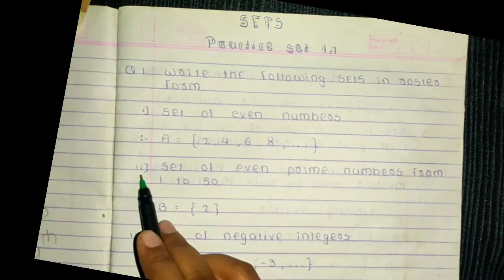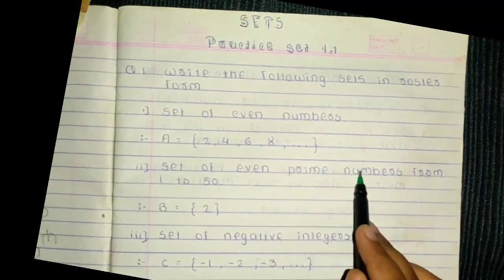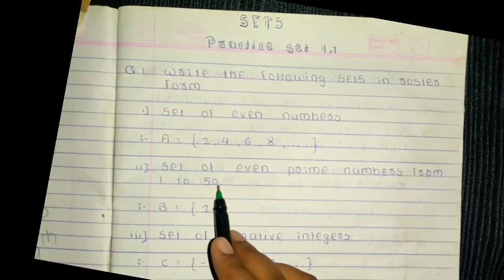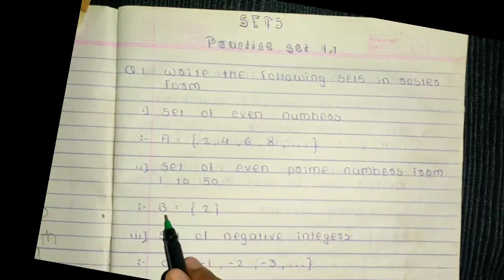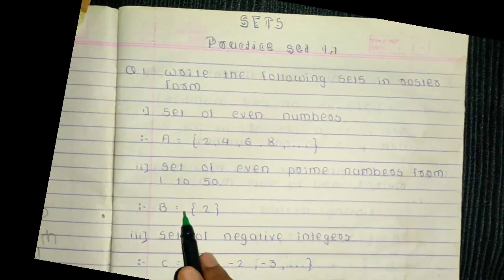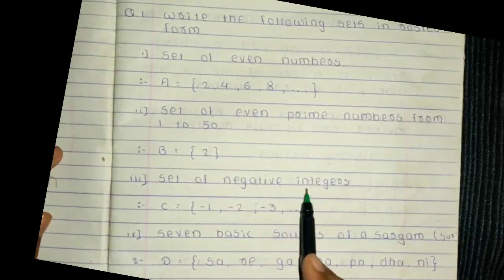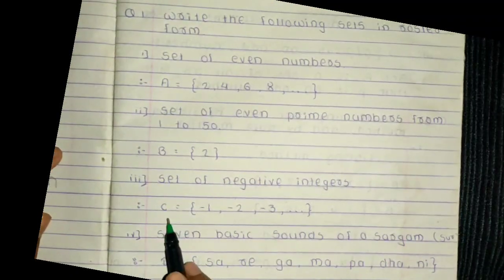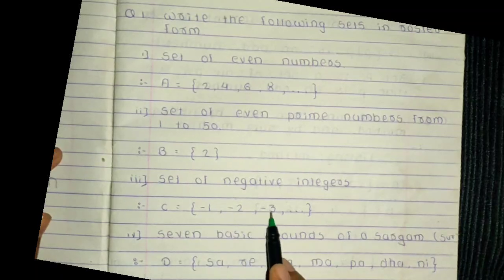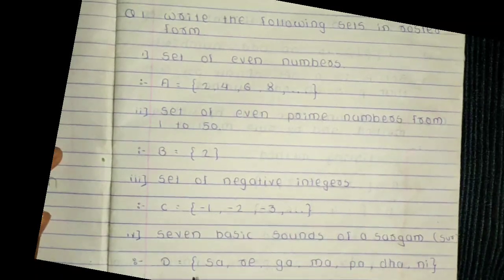Now the second question: set of even prime numbers from 1 to 50. We know that 2 is the only even prime number, so the answer will be set B equals to {2}. Now the set of negative integers. The negative integers will be -1, -2, -3 and so on.